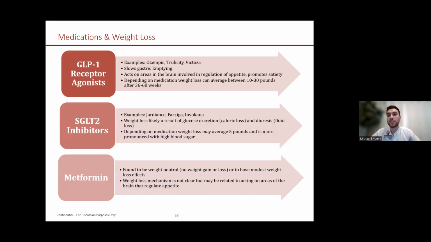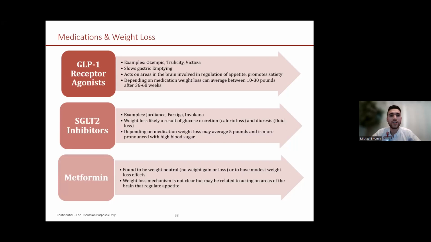So in terms of weight loss specifically, the GLP-1 receptor agonists, Ozempic, Trulicity, Victoza, these are examples of these medications. They slow gastric emptying, which basically means they slow how quickly your body is breaking down food in the stomach. And of course, that will make us feel full quicker, and it can decrease our appetite. And they also act on the area of the brain that regulates appetite and promotes what we call satiety, or it promotes feeling full. So, that combined with the slowed gastric emptying, that helps us basically decrease our appetite and with weight loss.